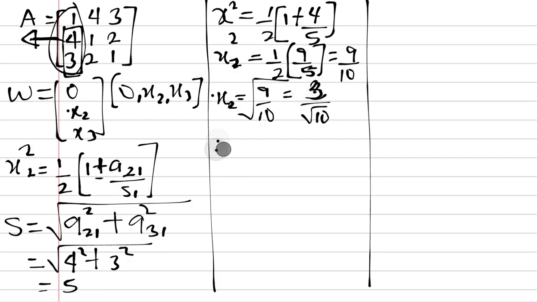So therefore x2 is equal to 3 over root 10. So let's just leave it that way. Are you seeing that? All right. So now the next thing you want to do is to get your x3.